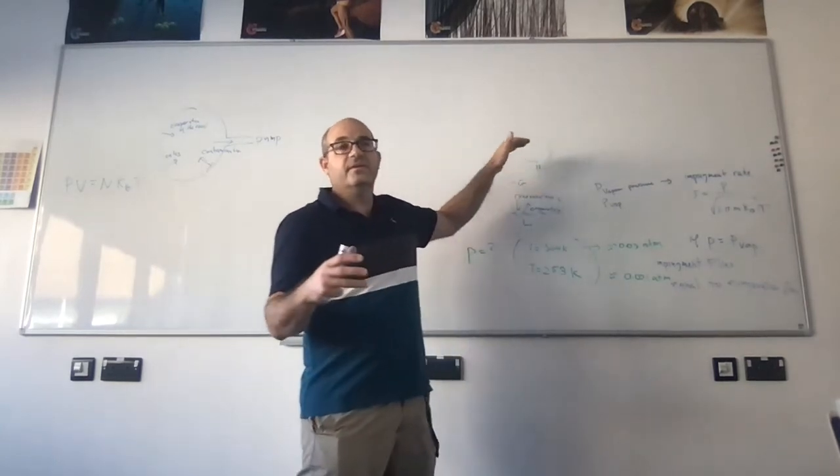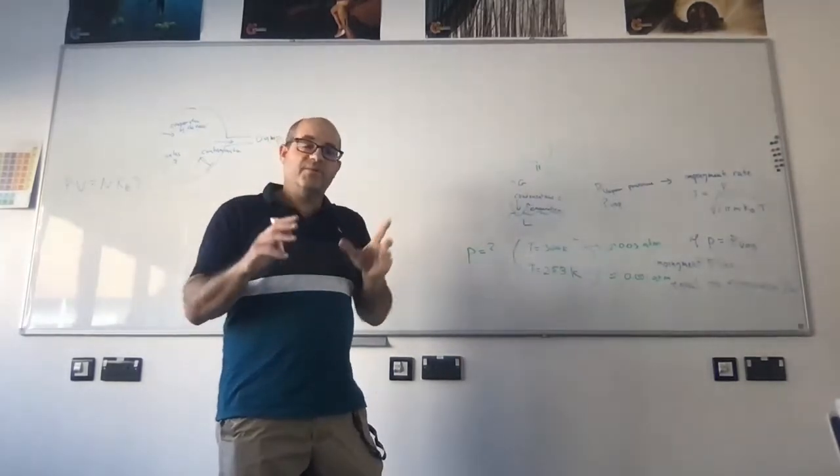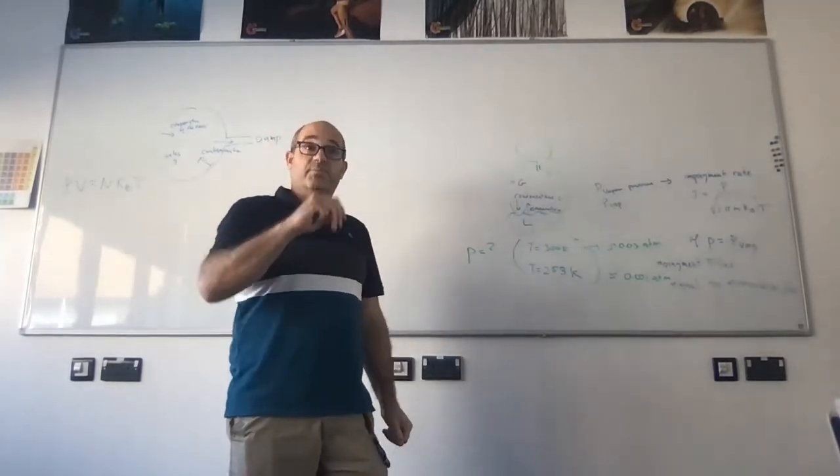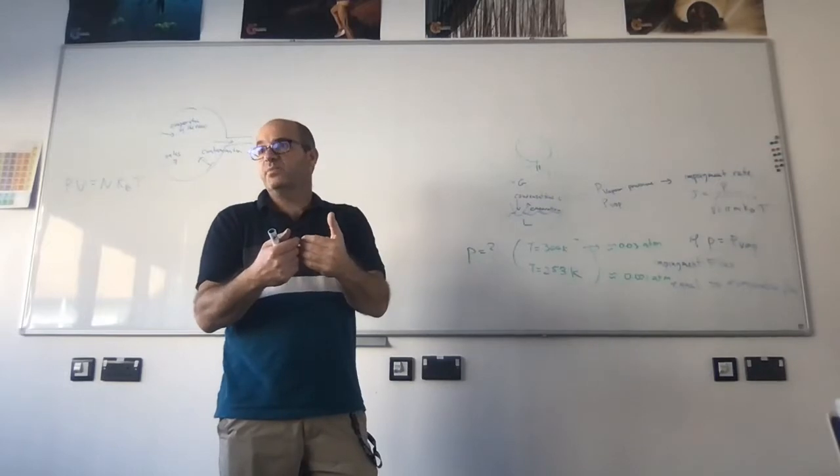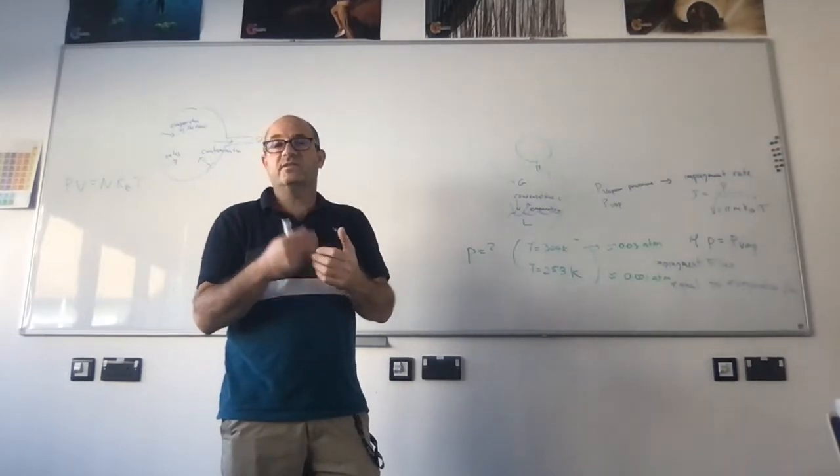Could you say again, sorry? Vapor pressure is going to go back on. So the vapor pressure is what it is from the table. The pressure is going to go up onto the vapor pressure and park there. Okay, so this is what happens.